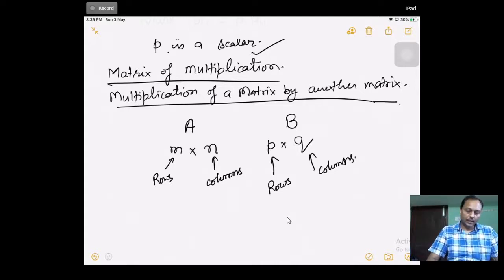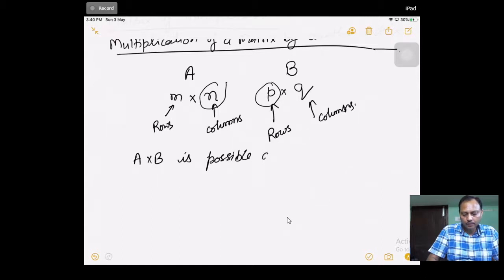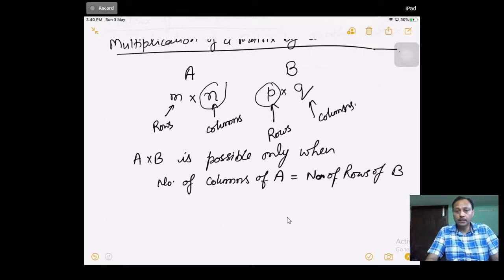Multiplication of A and B, meaning A into B, is possible only when the number of columns of A and the number of rows of B are equal. So A into B is possible only when the number of columns of A is equal to the number of rows of B. This is the necessary condition.